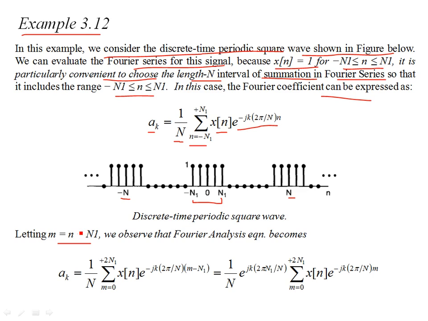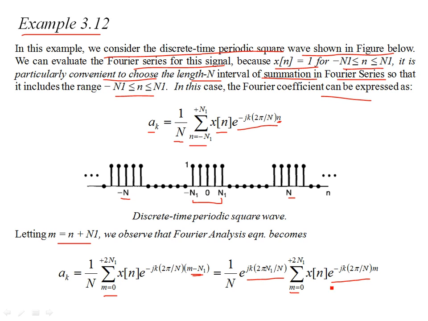Then this becomes the lower index, which starts with minus n1, starts with 0, and then goes to plus 2n1. Okay, so you can take this over here. This n is going to be substituted by m minus n1. Okay, you can take n1 out, since you can bifurcate this exponential into 2. The summation is over m, and this does not contain m.